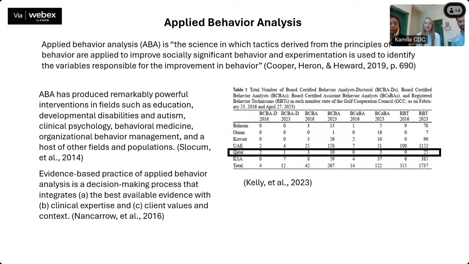And a very interesting fact is that, as you can see here in this figure to the right, the number of certified behavior analysts increased from 2016, where we only had 3, and now we have 10, which is a very good and positive trend that we are observing. And we are hoping that we will see higher numbers in the future, because that ensures the highest level of care provided to our clients.